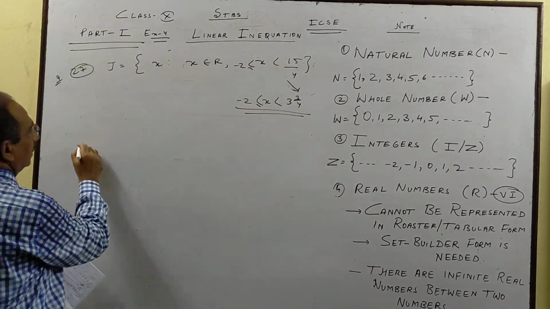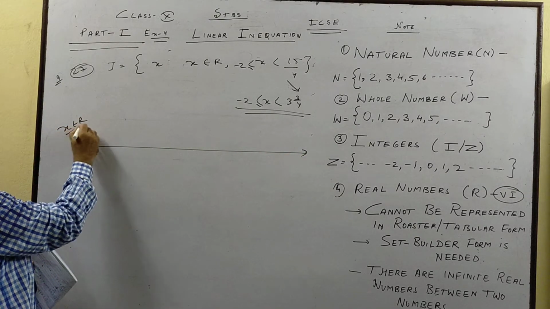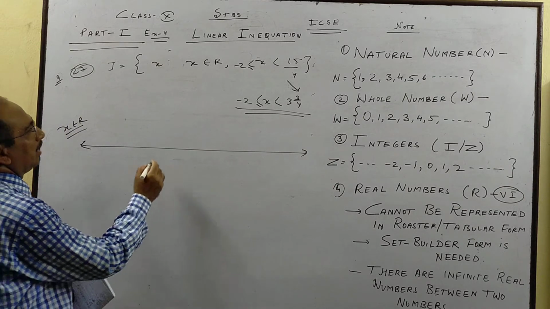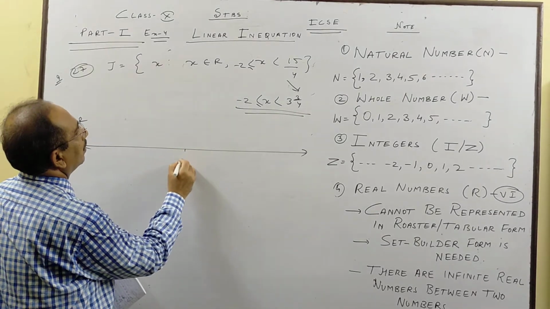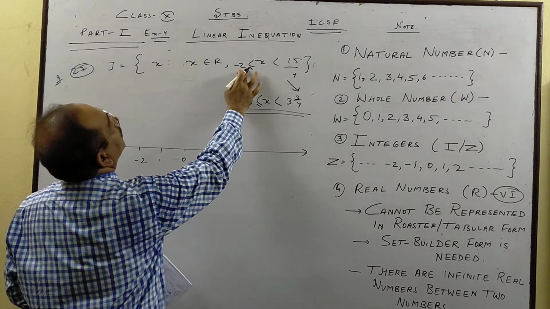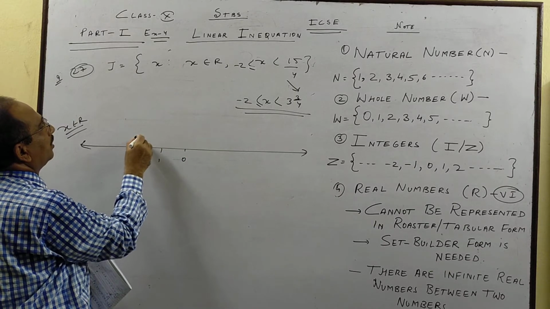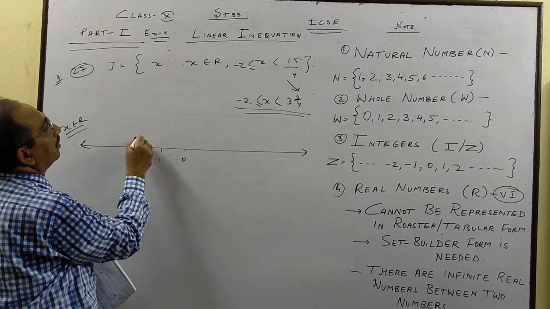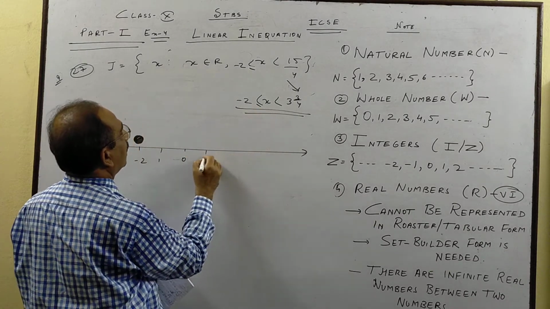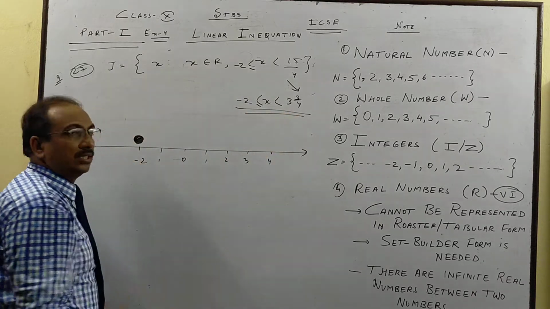Okay, so if you plot this, children, on a real number replacement set, what we see is 0, 1, minus 2. So this is a real number. Greater than or equal to, it will be a dark circle here. Greater than or equal to, less than 1, 2, 3, 4. Now see here, 3 by 4.